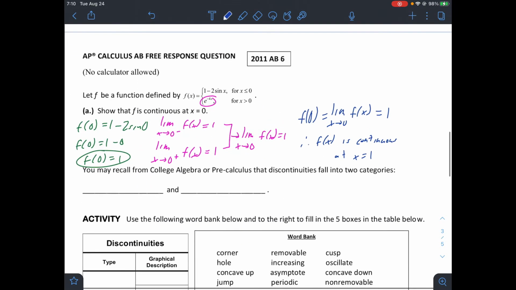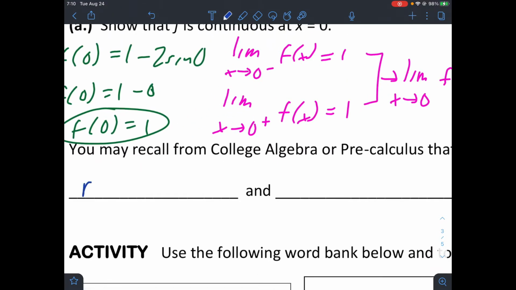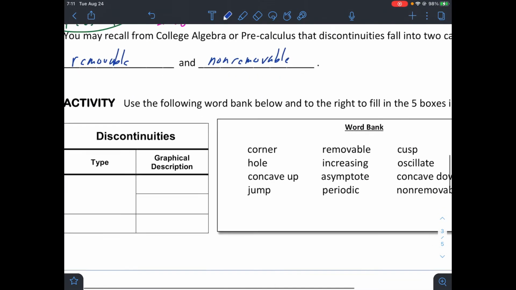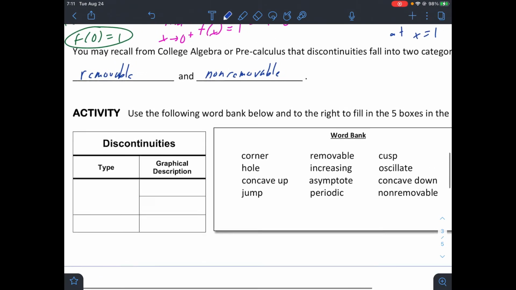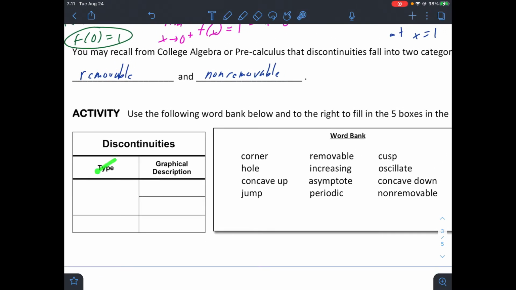All right, so we already talked about this before, but you recall from last year, even you might have learned this last year, that discontinuities have to be either removable or non-removable. All right, so what I'd like you to do here is maybe pause the video on your own, take a look at this word bank over here, and fill this in with some of the words that we've already learned today regarding discontinuities.